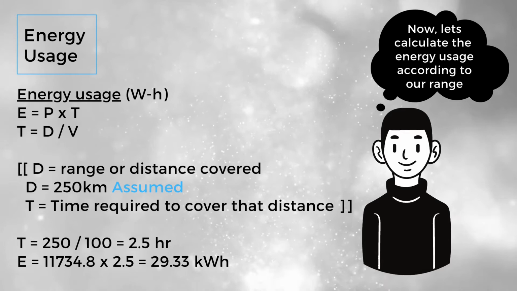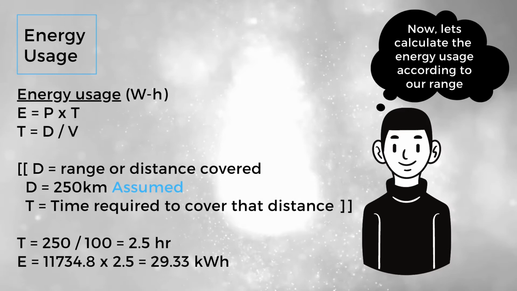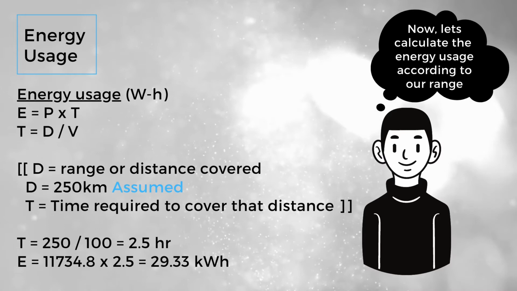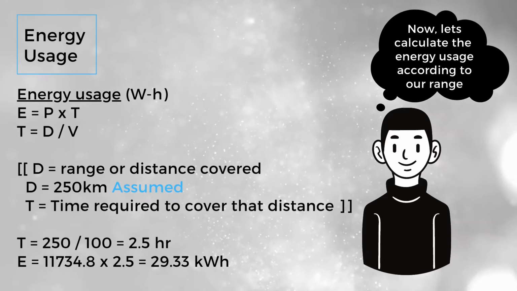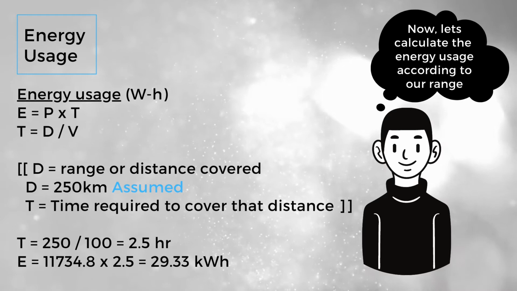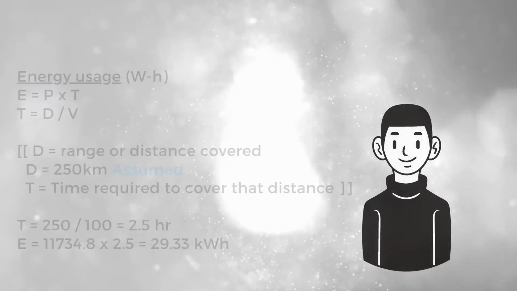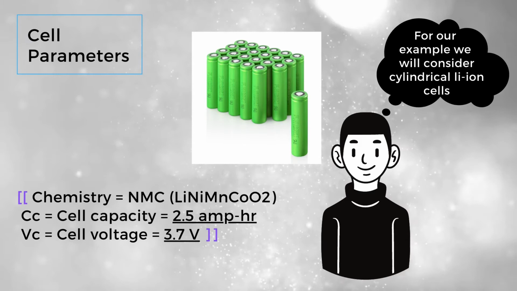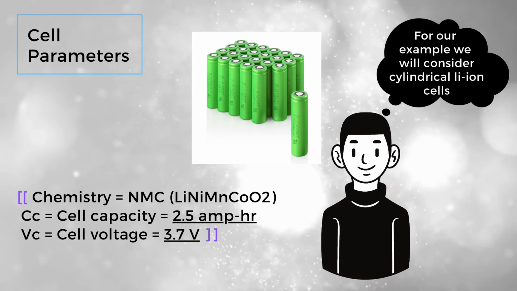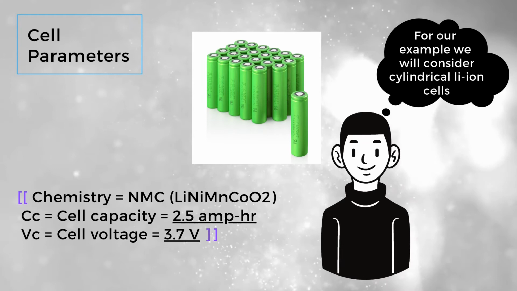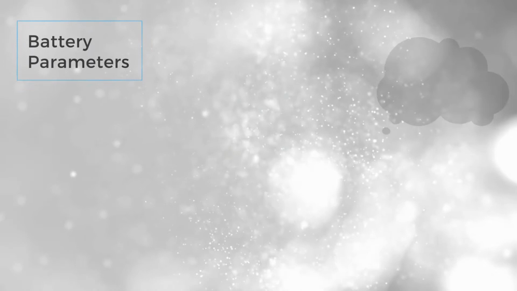1. Now, let's calculate the energy usage according to our range. For our example, we will consider cylindrical lithium-ion cells. Now, selecting voltage for our battery pack.